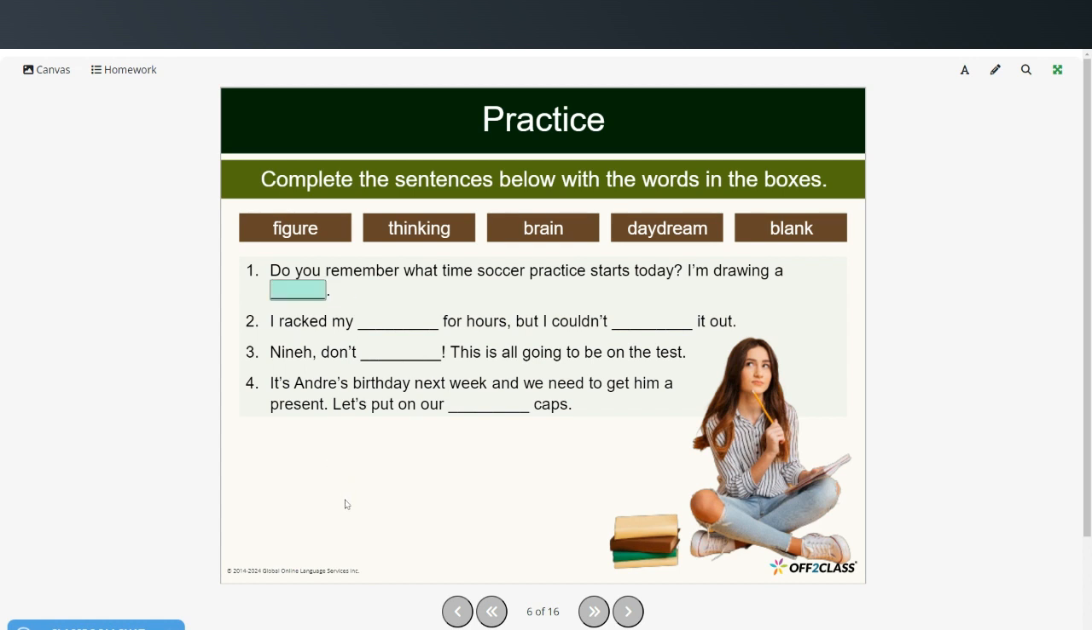Okay, number 1, do you remember what time soccer practice starts today? I'm drawing a blank. I racked my brain for hours, but I couldn't figure it out. Nina, don't daydream. This is all going to be on the test. It's Andre's birthday next week, and we need to get him a present. Let's put on our thinking caps.